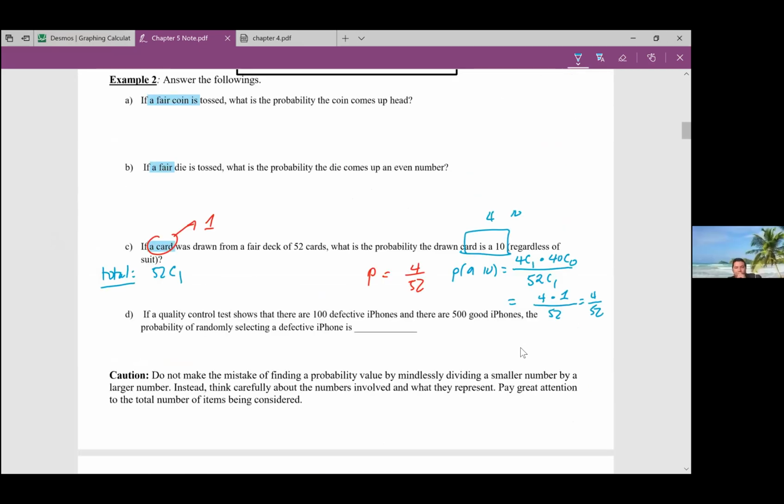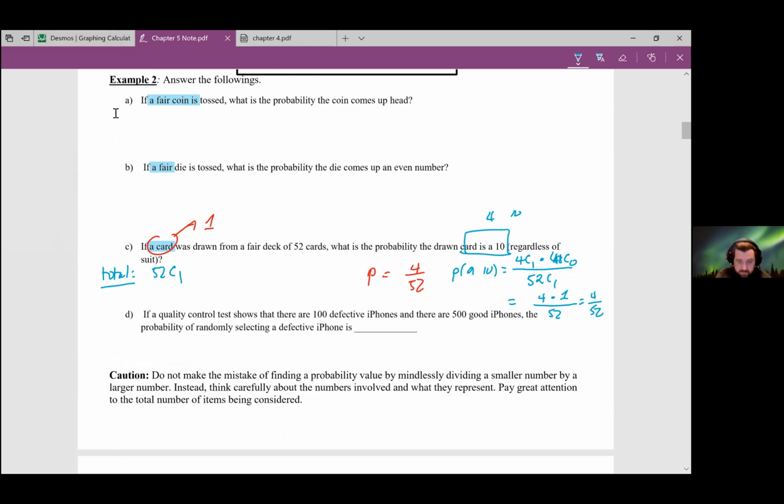Yeah, go on, Aaron. So how come it's 4C1 times 40C0? Not 40, 48. Yeah. Oh, okay, that makes sense. Okay, thank you. I got mixed up with the picture cards. Yes, Matthew.